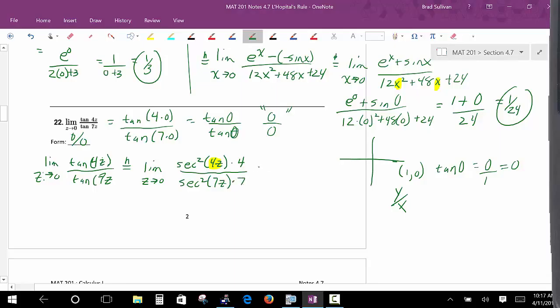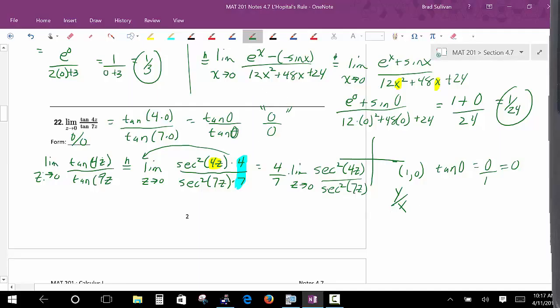Now what you have on this is you have a constant. And you don't necessarily have to do this, but I want to remind you that you can. A constant can always be taken out of a limit. So you could write this as 4/7 times the limit as z goes to 0 of the secant squared of 4z over the secant squared of 7z. Okay, so we're going to look back at 0 again and think about this then.